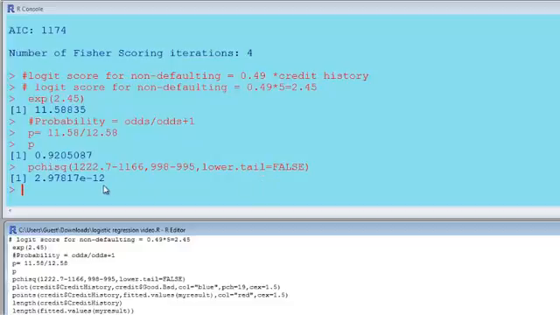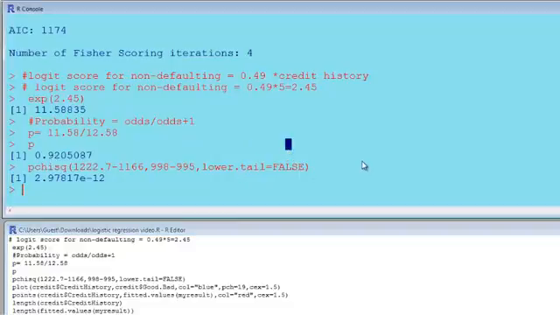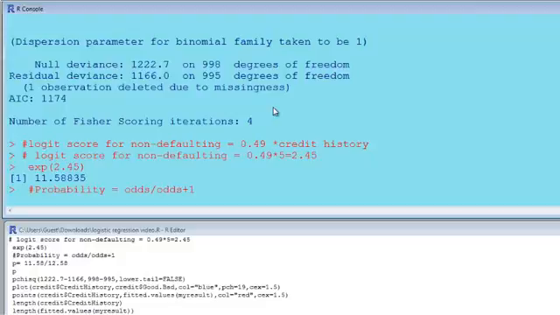This gives us the probability value of 2.9 times 10 to the negative 12. This is exceedingly small. So this p-value indicates that there is a statistically significant difference between the model without predictor and the model with predictor. Or in other words, we can say that predictors are useful in predicting the non-defaulting behavior of a customer. So that is how we can look at our model, how it is performing, by looking at the null deviance and the residual deviance.